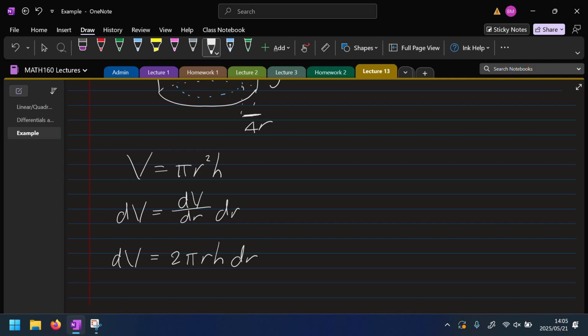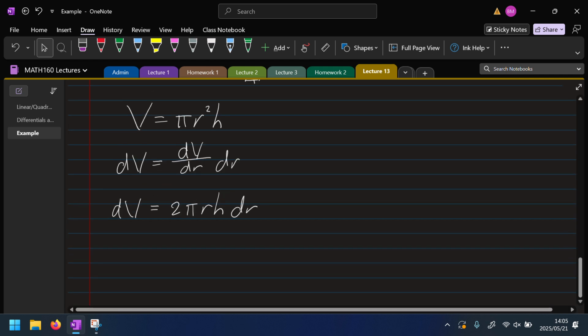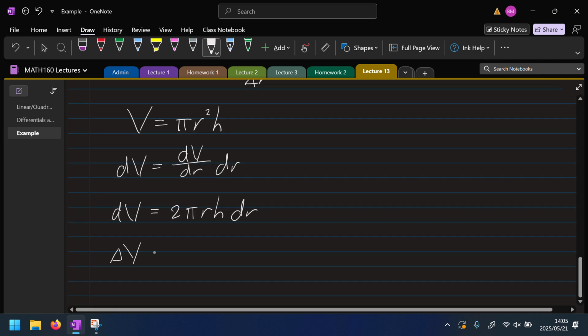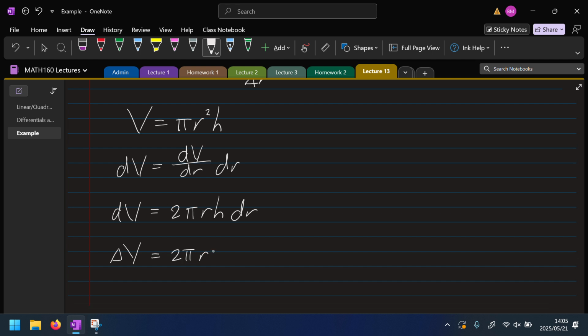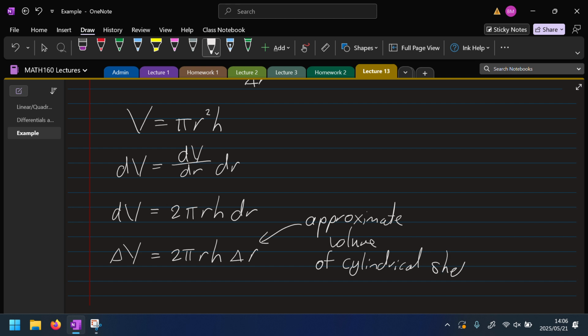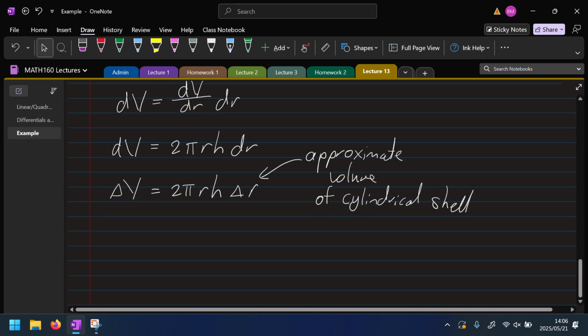Now we're going to replace the dV with delta V and the dr with the delta R that was given to us. So delta V is going to be 2 pi r H delta R. And we're done. This delta V is the volume of the cylindrical shell, approximately. So this is the approximate volume of the cylindrical shell. Okay, so that's it for the question.